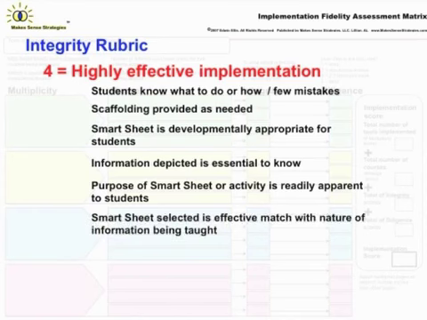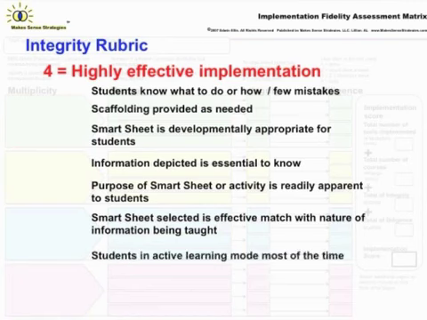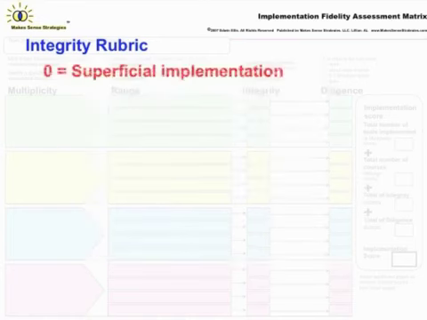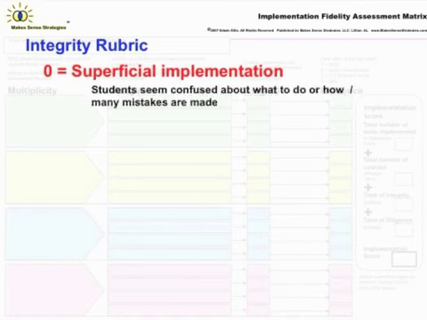And the smart sheet selected is an effective match with the nature of the information being taught. In other words, if it's hierarchical information, then the smart sheet reflects a hierarchical structure. If it's comparison information, then the smart sheet is a compare and contrast, and so forth. Likewise, students are in an active learning mode, at least most of the time. On the other hand, a score of 0 is really superficial implementation.